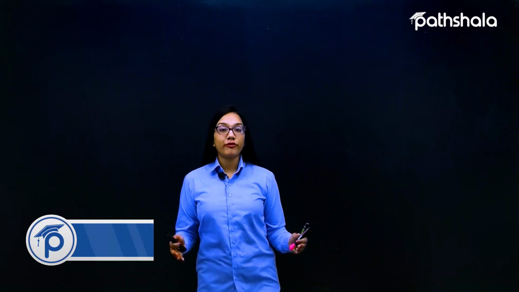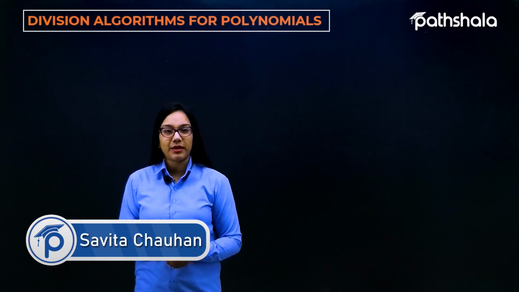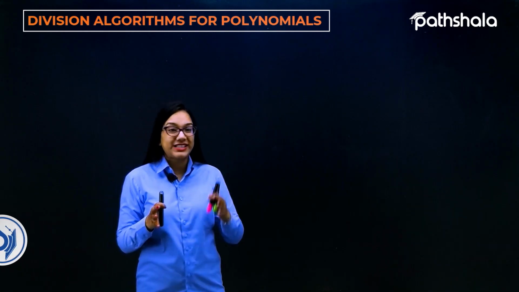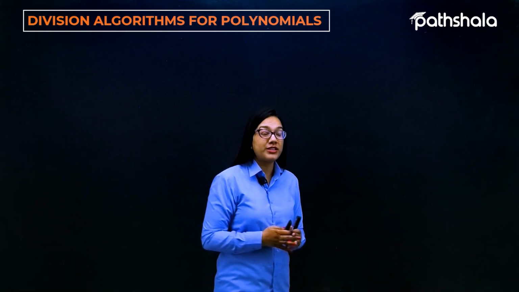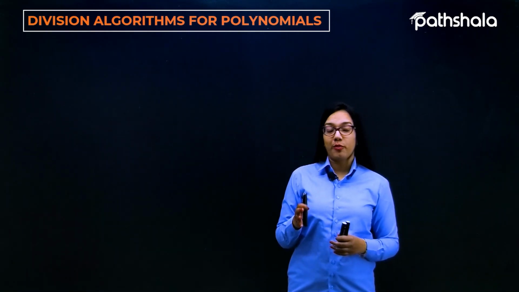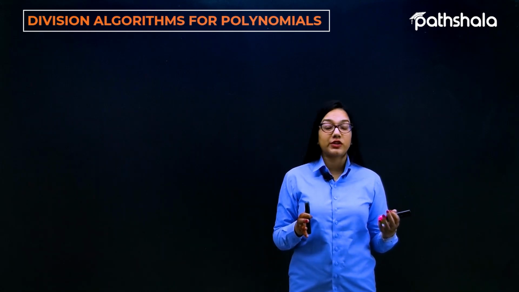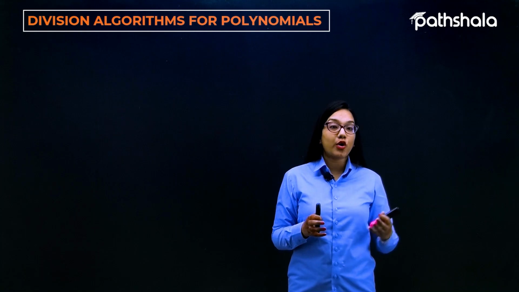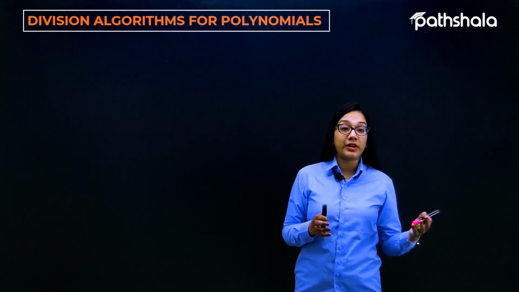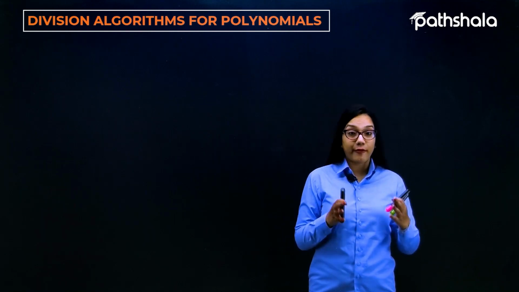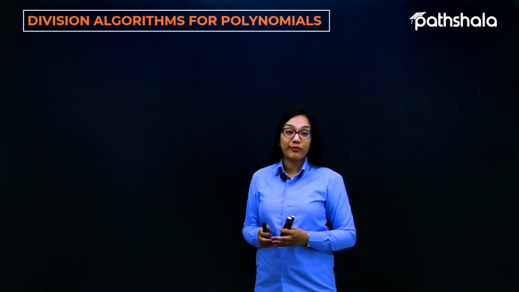Now let's move on further and talk about our new concept, which is nothing but the division algorithm for polynomials. So what is the division algorithm for polynomials? It tells us how we can divide a particular polynomial by another polynomial. Because if we have a cubic polynomial and we have to find the number of zeros of this polynomial, and we are given only one polynomial, then in this case we have to use the division algorithm for polynomials.